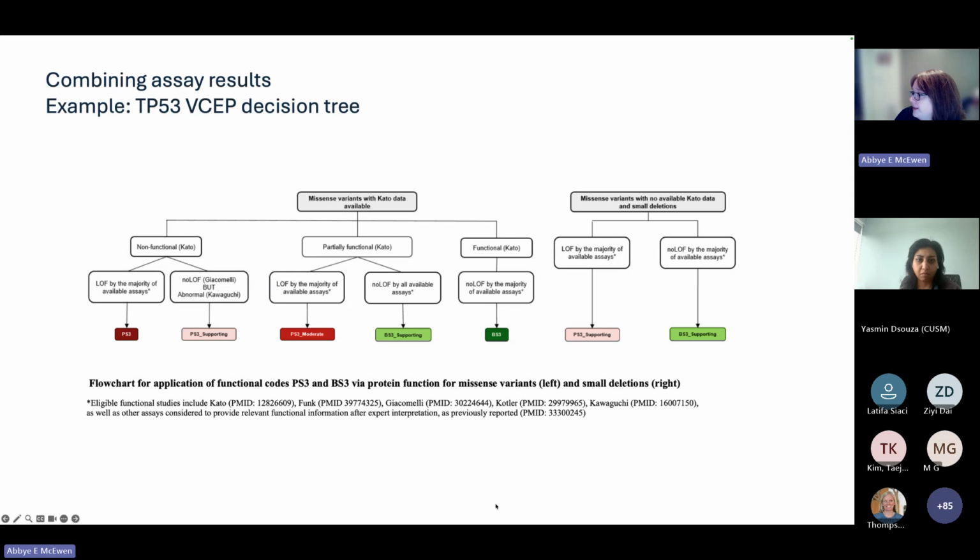So once you've ruled out the easy things, and it's a genuine multi-assay case, you can combine the assays in a structured way. I think this is a great example from the TP53 VSEP, where they took several different functional assays and combined them into a decision tree, which allows the variant scientist to apply a final evidence code based on combinations thereof. I think this is a nice template for other people to use. It's fairly simple and intuitive.